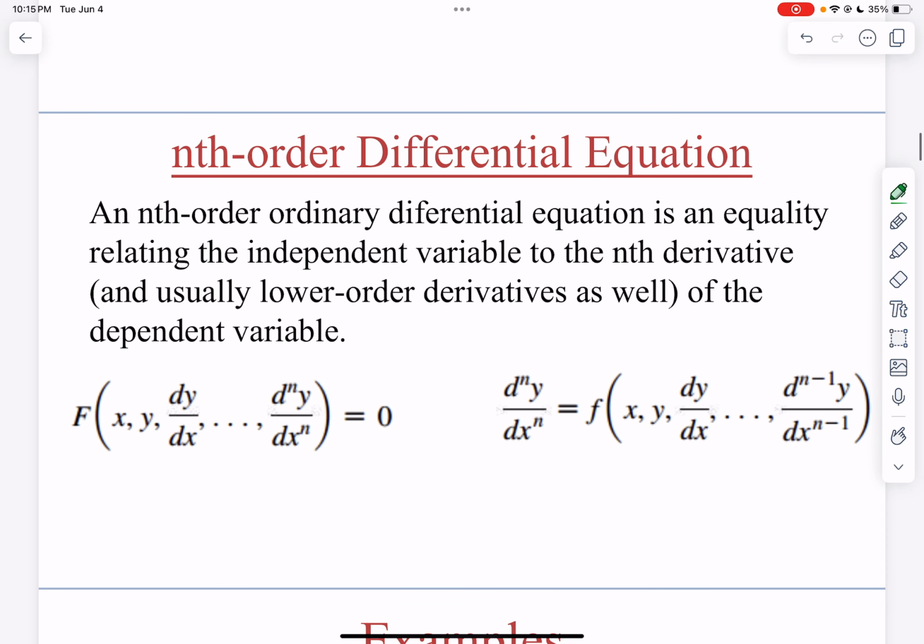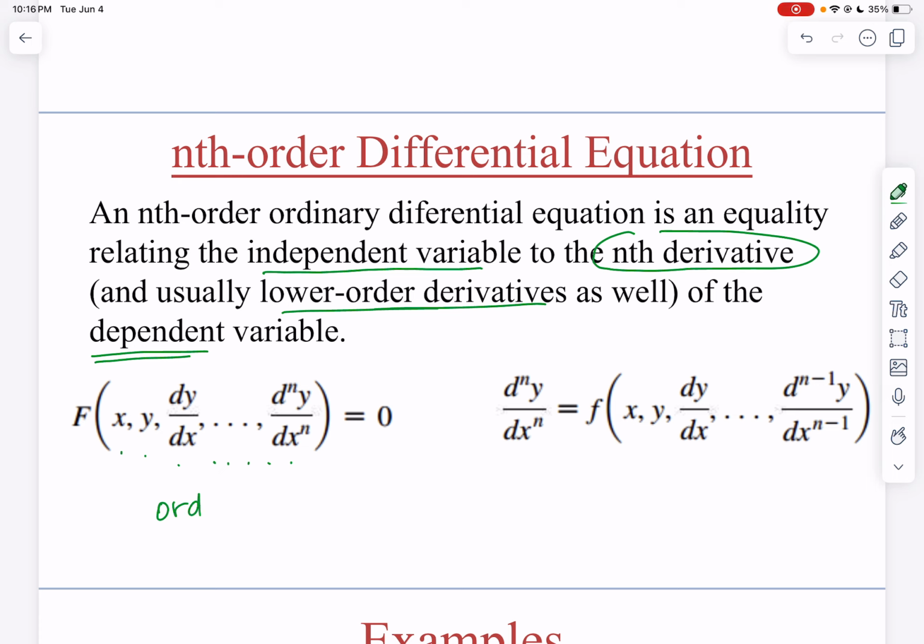An nth order differential equation is an equality relating the independent variable to the nth derivative, and usually we'll have lower order derivatives in the equation as well. And these are of the dependent variable. So here you can see that we have f, and it's a function of x, y, and the derivatives, all the way up to the nth derivative. And here we have order n.